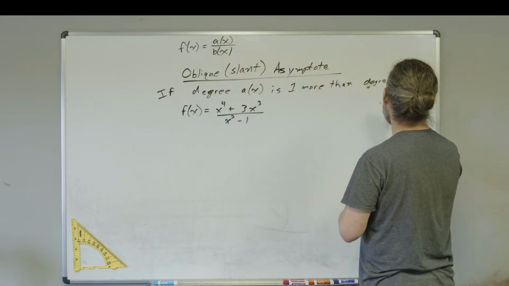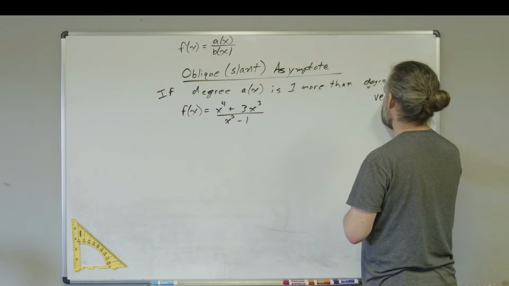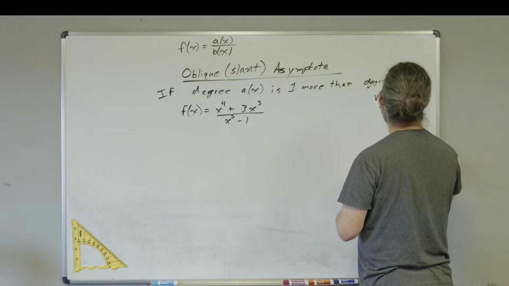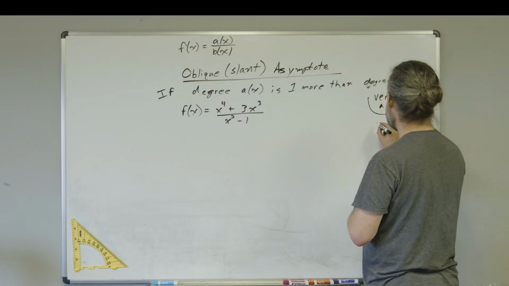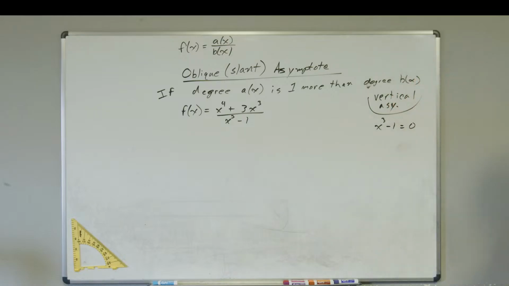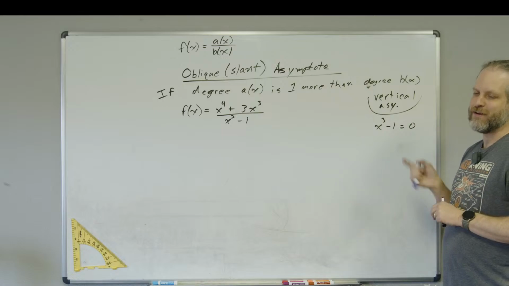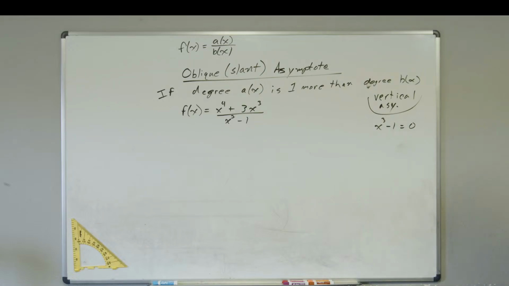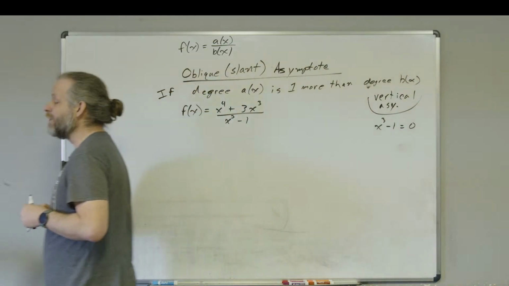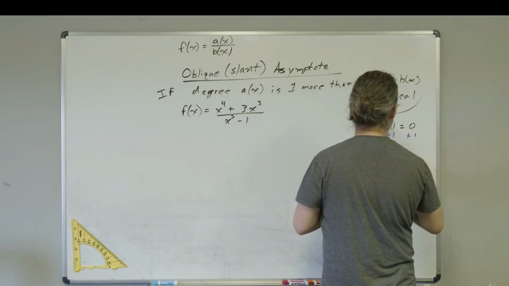How do we find the vertical asymptote? x cubed minus 1 equals 0. And then we solve for x. How do we do that? You mean the cube root, but we don't want to do that yet. We add 1 to the other side, and then do the cube root.